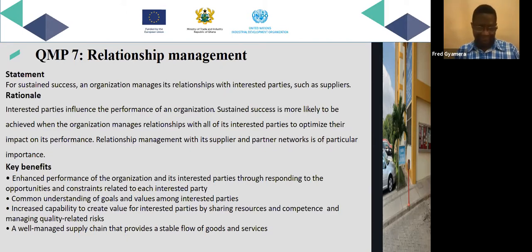Common understanding of goals and values. Increase capability to create value for interested parties by sharing resources and competence and managing quality related risks. A well-managed supply chain that will provide a stable flow of goods and services. I like the last statement. Well-managed supply chain that provides suitable.